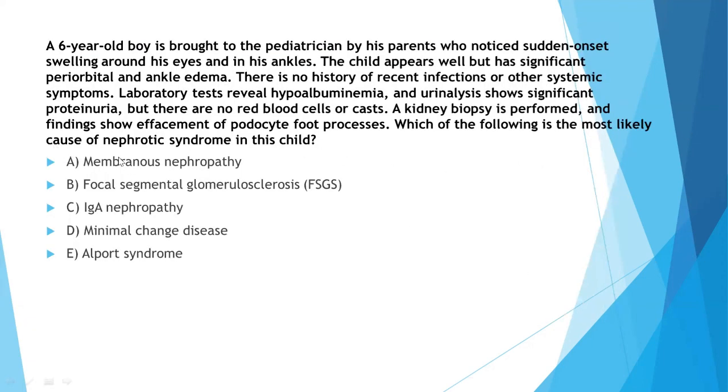Which of the following is the most likely cause of nephrotic syndrome in this child? Okay, this is a child. A 6-year-old boy is brought to the pediatrician by his parents who noticed sudden onset swelling around his eyes and his ankles. The child appears well, but has significant periorbital and ankle edema. There is no history of serious infections or other systemic symptoms. Lab tests reveal hypoalbuminemia, and urine analysis shows significant proteinuria, but there are no red blood cells or casts. A kidney biopsy is performed and findings show effacement of podocyte foot processes. Now, which of the following is the most likely cause of nephrotic syndrome in this child? Membranous nephropathy, FSGS, IgA nephropathy, minimal change disease, or Alport syndrome.